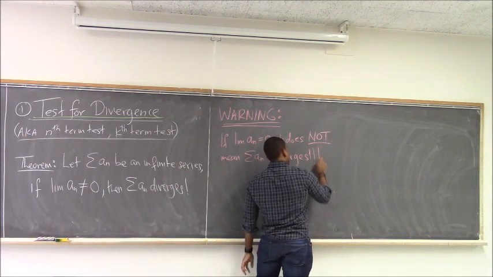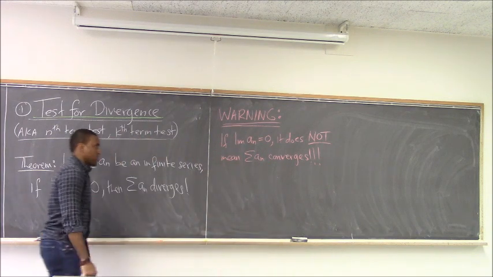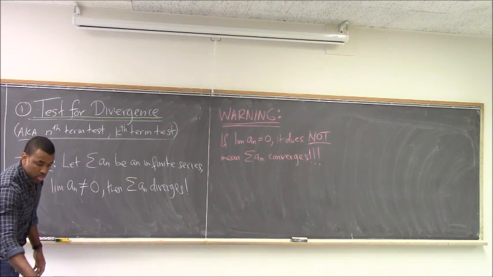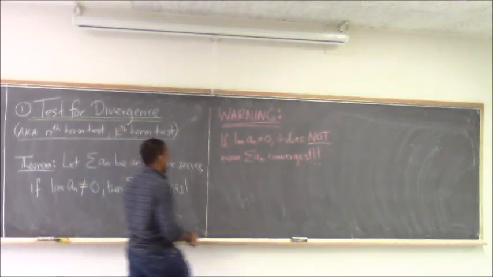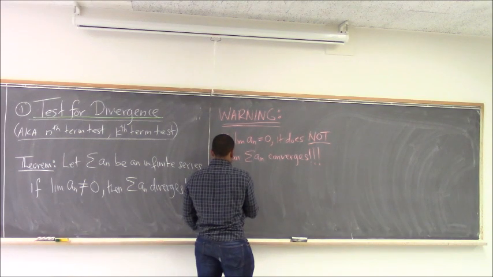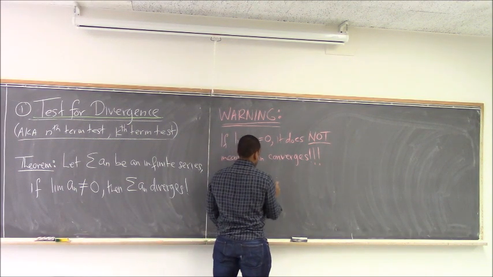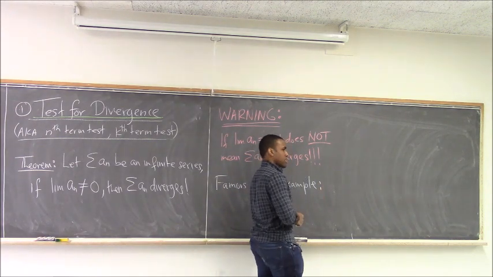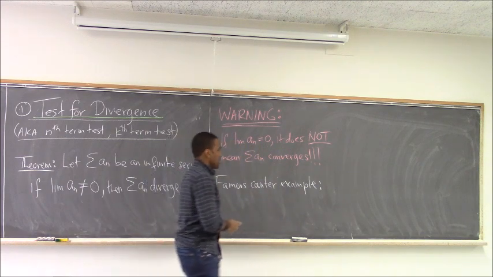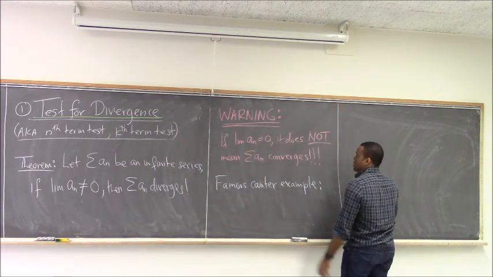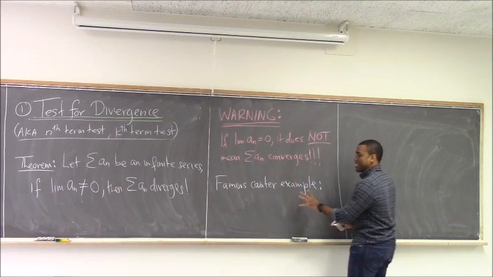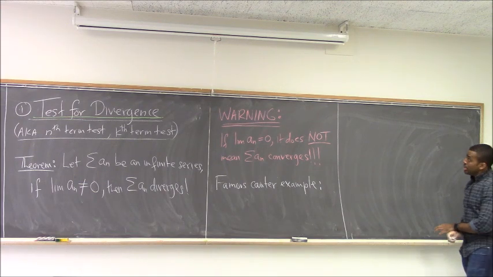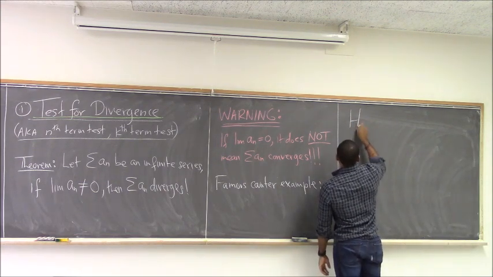Don't be this guy. I always have a lot of students just take a limit, show me it's 0, and they say, oh, it converges because the limit is 0. Not true. There's a famous counterexample to this. Does anyone know what the famous counterexample is? Pretty much every math textbook that mentions this always uses a certain series as the example to show that this is not going to be true. And the famous counterexample is something called the harmonic series.